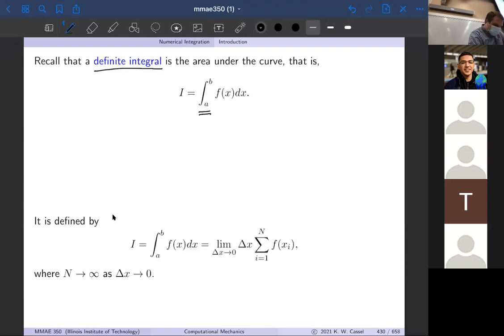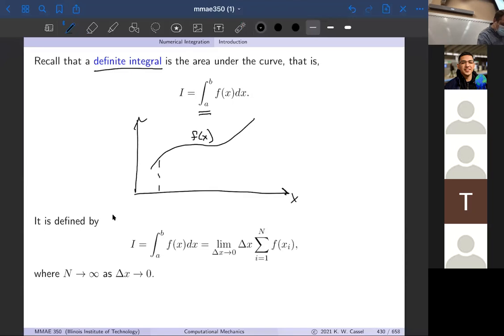So what that means is we have x, I have my f of x, and then a and b are the limits of integration. So I want to get this area in here. That is capital I. That is the integral. That is the value of the area under the curve between a and b. That is the integral. That's what we're looking for.